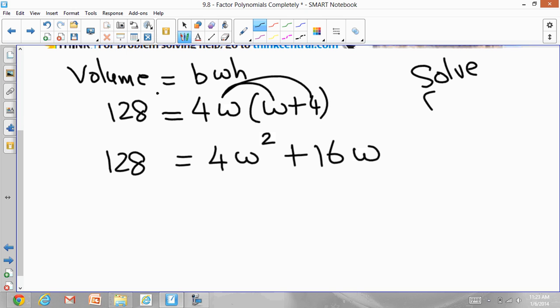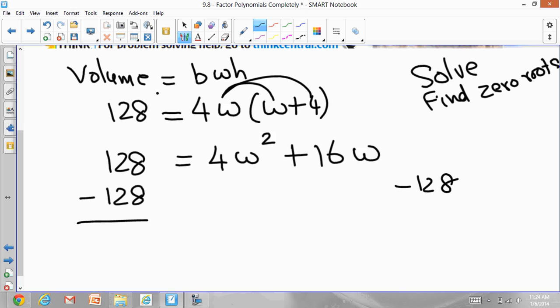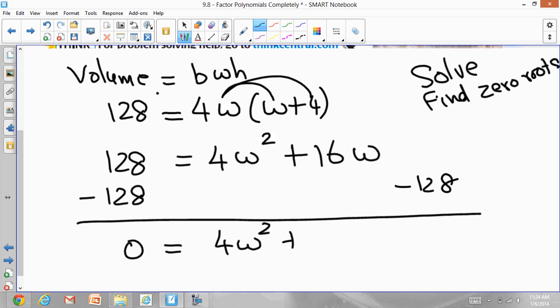If you want to solve the polynomial, you have to find the zero roots. So you cannot find the roots until you set one side of the equal sign as a 0. So you want to bring this to the other side, minus 128 on both sides. So now the left side becomes a 0, which means you can solve the polynomial. So I have 4w squared plus 16w minus 128.